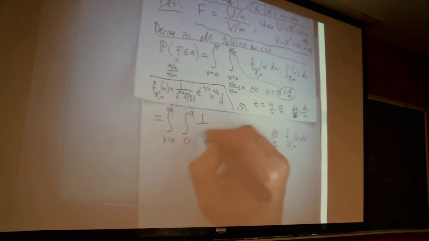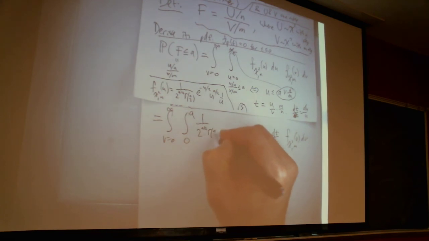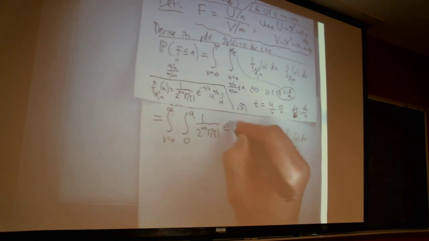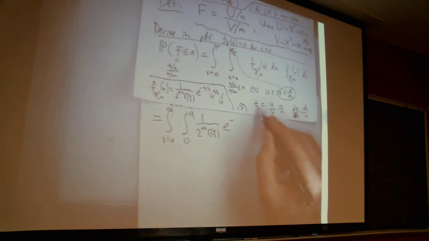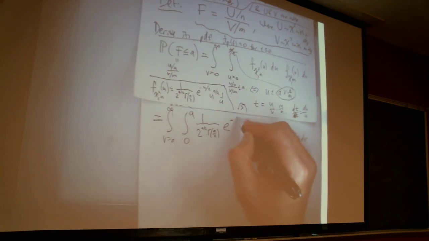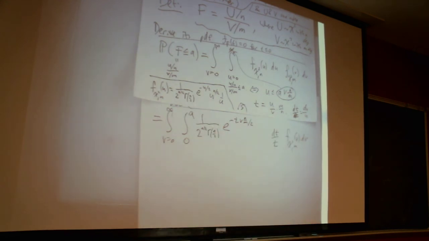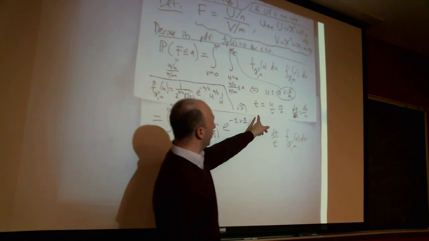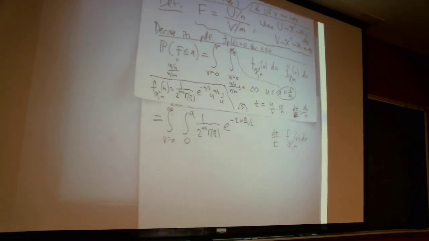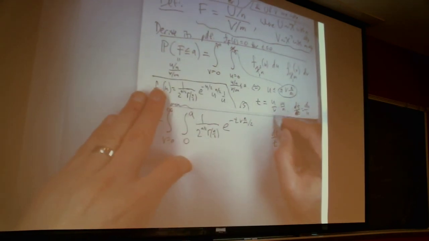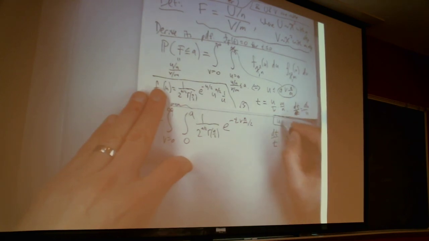I have some constants, 1 over 2 to the n over 2, gamma of n over 2. I have a factor of e to the minus, instead of u over 2, that's u is equal to t v n over m, t v n over m over 2. That's from what u is in terms of t. Let me write that more explicitly. u is equal to, I'm just solving this equation for u, t times v times the reciprocal n over m.